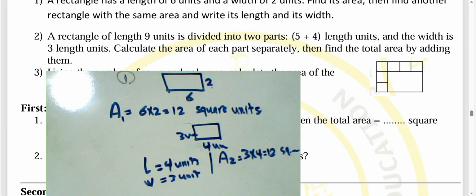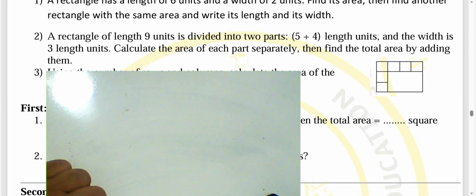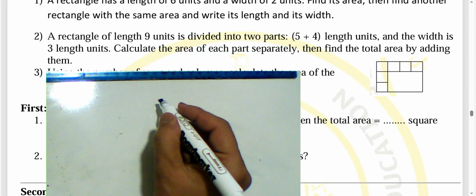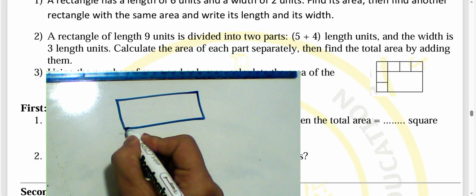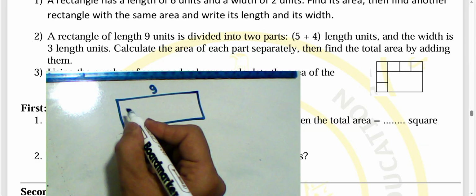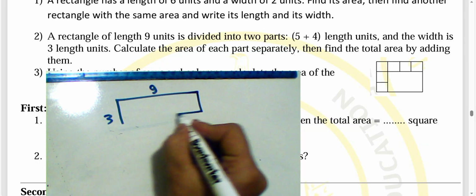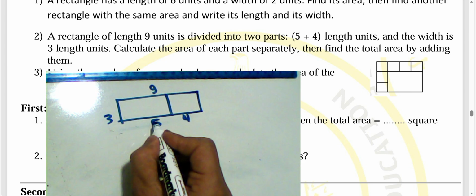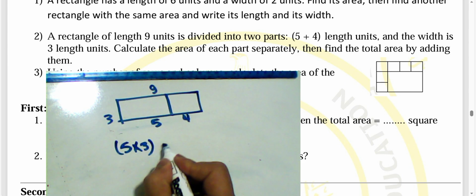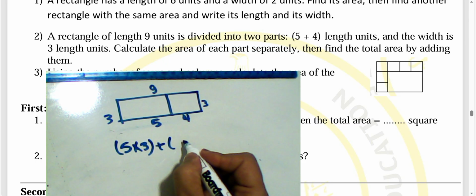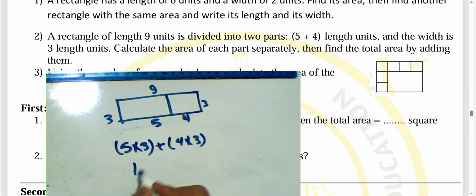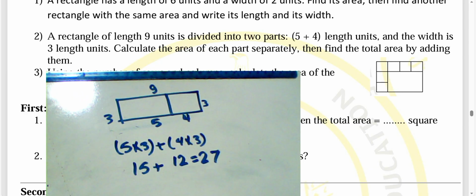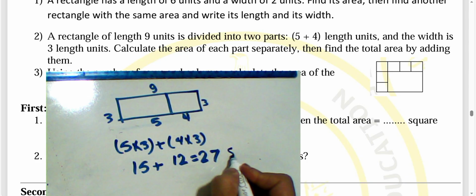Next question, number 2. A rectangle of length 9 units is divided into parts 5 and 4. Like this, we have a rectangle with 2 dimensions, first 9 and second 3 length, like this. And we divided 9 into 2 parts, 5 and 4. Then the first area is 5 times 3 and the second area is 4 times 3. Okay, 3 times 5 is 15, length by width, and here 3 times 4 is 12, then the answer will be 27. Then the area will be 27 square units.